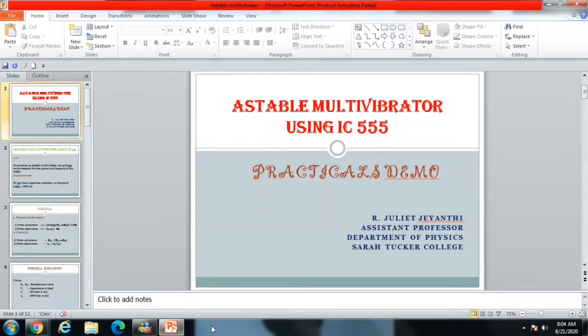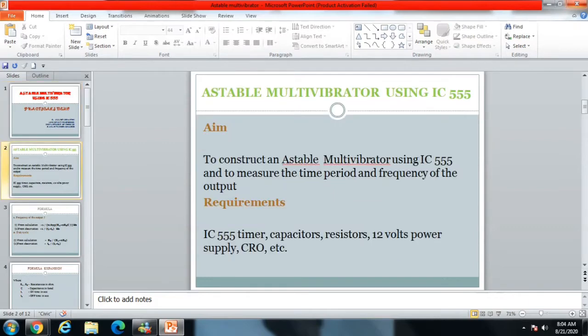Hello everyone. Today I am going to teach you ASTABLE multivibrator practicals using 555. The aim of this practical is to construct an ASTABLE multivibrator using IC 555 and to measure the time period and frequency of the output.